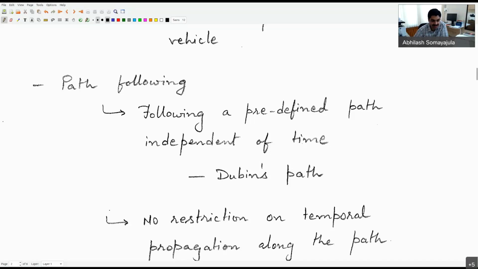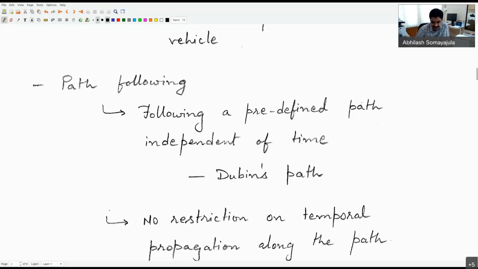So in such cases, I would be interested in a path following problem, where the craft must follow a predefined path independent of the time. So there is no restriction on the temporal propagation along the path. It may go as slow as needed, it may track as fast as needed, but it has to follow the path that it has been provided with.